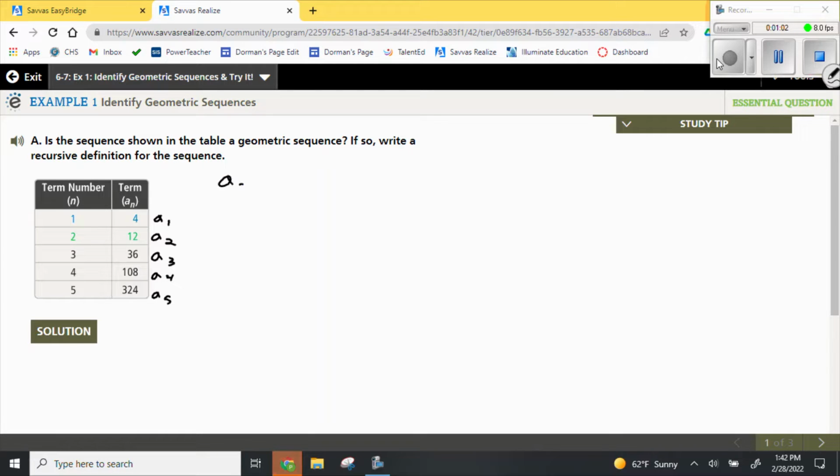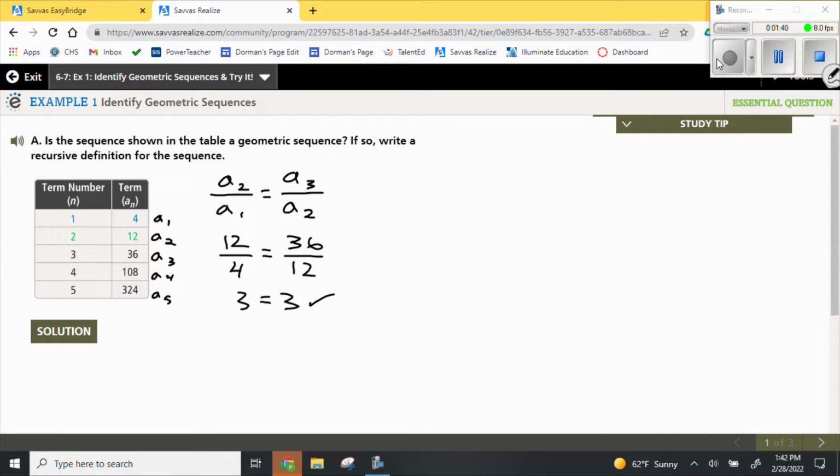Is it true that a sub 2 divided by a sub 1 is the same thing as a sub 3 divided by a sub 2? In other words, if I take a term and divide it by the previous term, I get the same thing every time. So is it true that 12 divided by 4 is the same as 36, a sub 3, divided by 12? And I get 3 equals 3. Looks good. I'm going to check one more.